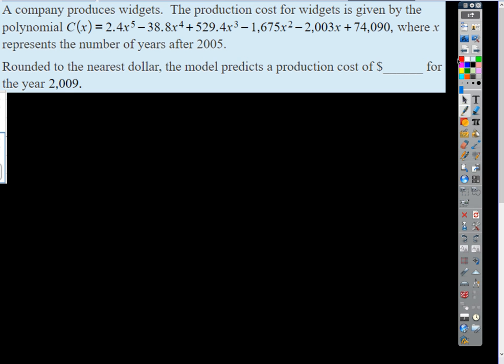And so does everybody see that 2009, that is the significance, right? Because x is the number of years after 2005. So that's an x value of what? 4, exactly. All I'm going to do is input a value of 4 into my function. That's it. I just want to know what is C of 4, and that's how we say it in math. C of 4 means the value of the function C when x is equal to 4, right? So all we would have to do then in Desmos is this.